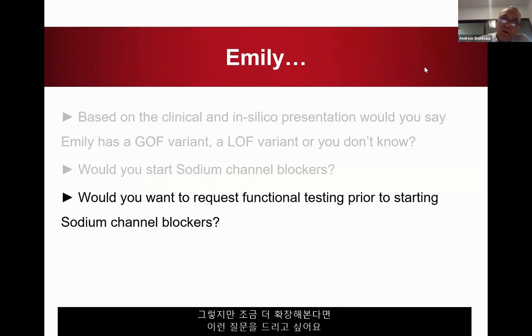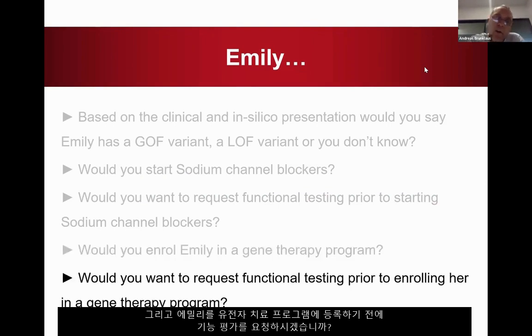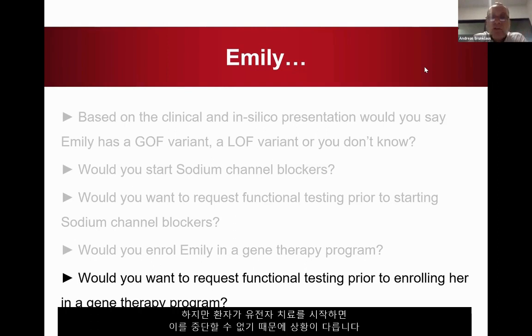However, if we take this a bit further, the question was, of course, would you enroll Emily in a gene therapy program? And would you want to request functional testing prior to enrolling her in a gene therapy program? Starting a sodium channel blocker, you can of course then stop the sodium channel blocker. But starting a patient on a gene therapy program has different implications, because you cannot undo that.